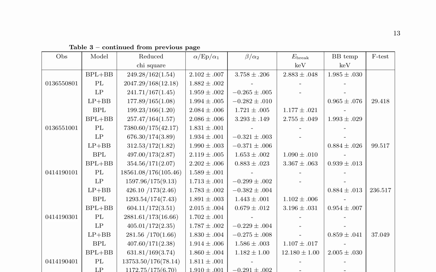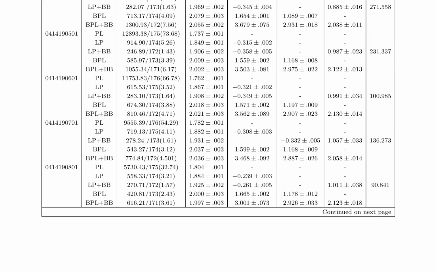The alpha values, α, represent the spectral index of the power law component, with smaller values indicating a steeper spectrum. The beta values, β, represent the temperature of the blackbody component, with higher values corresponding to higher temperatures. The A-break values indicate the energy break in the broken power law model, which separates the two power law components.